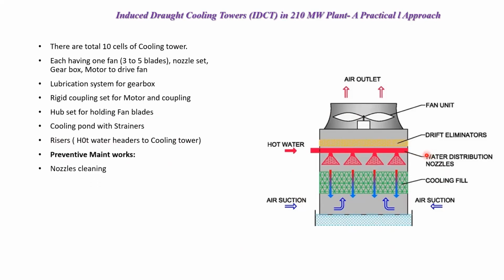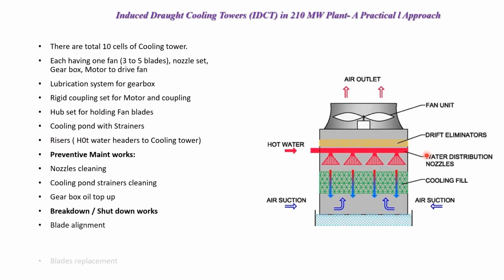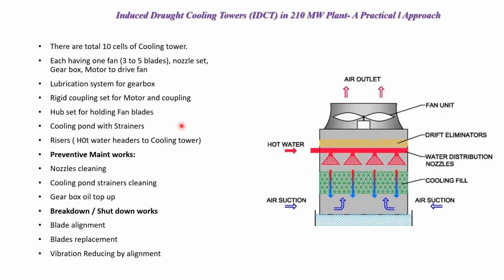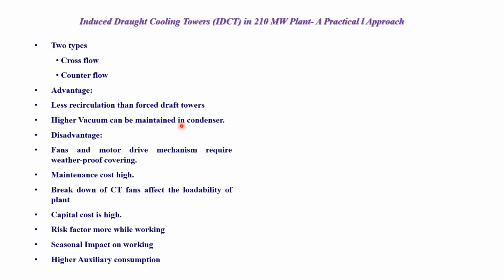Preventive maintenance includes nozzle cleaning, cooling pond strainers cleaning, and gearbox oil top up. Breakdown shutdown work was blade alignment, blade replacement, and reducing vibration by alignment, etc. Blade angle can also be adjusted with the help of blade angle adjustment. Vibrations get reduced, and the performance of the cooling tower can also be increased. So these are the practical approaches in the 210 megawatt plant we were doing. You will not find them in every plant.